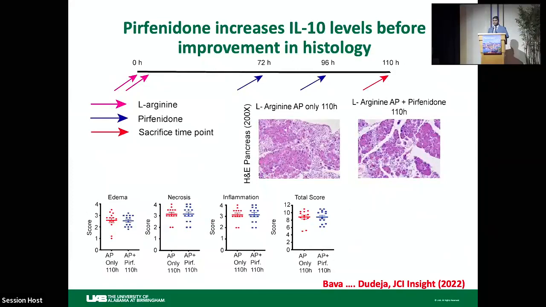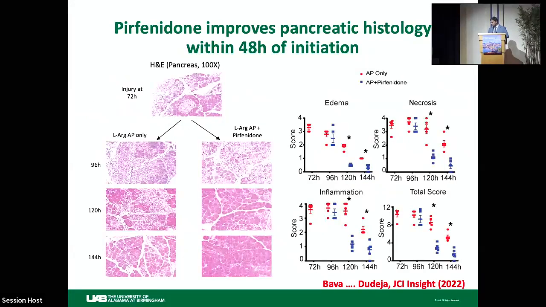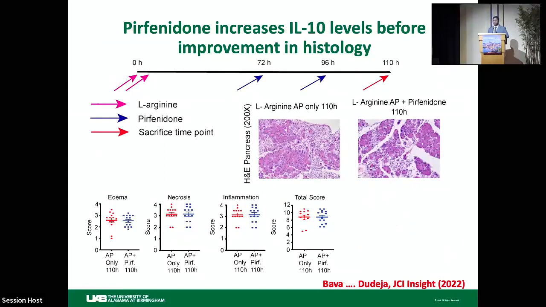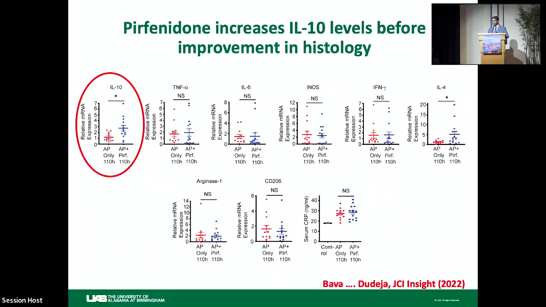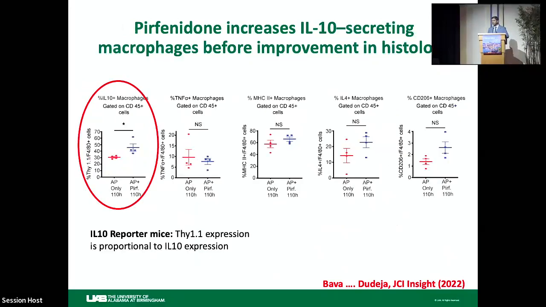And in order to find the mechanism, we wanted to find the mechanism of the action of pirfenidone. So we chose a time point where the recovery in histology is not evident, 110 hours, where the histology does not show an improvement. And then we looked at all the inflammatory markers, and although none of the markers showed a significant reduction in the pirfenidone treated group, it was just the IL-10 which showed a significant increase, which is an anti-inflammatory cytokine. And it does make sense because it's an inflammatory disease and IL-10 is an anti-inflammatory cytokine. And this IL-10 was found specifically in the macrophages.